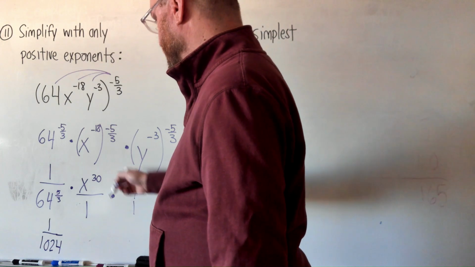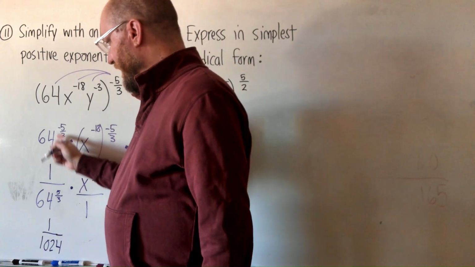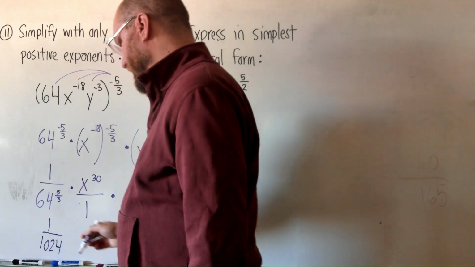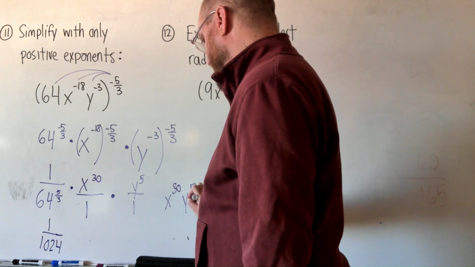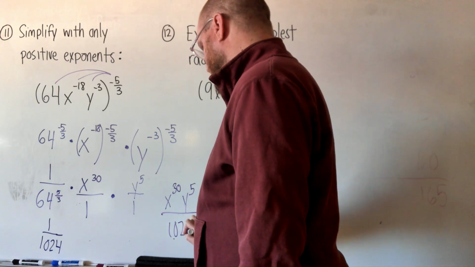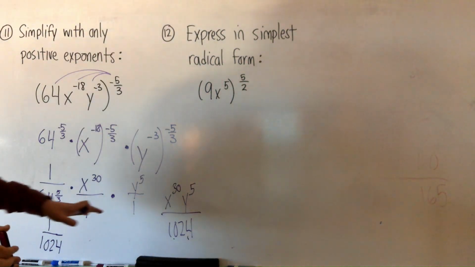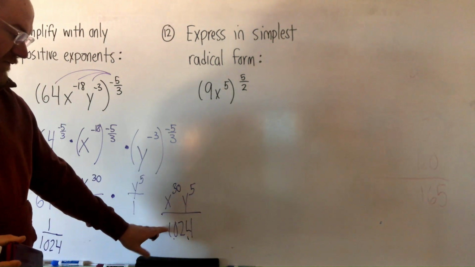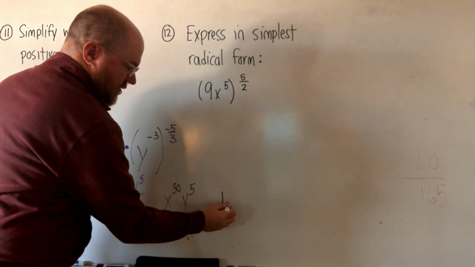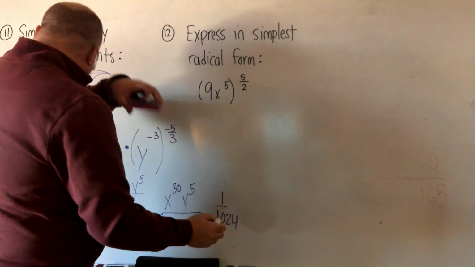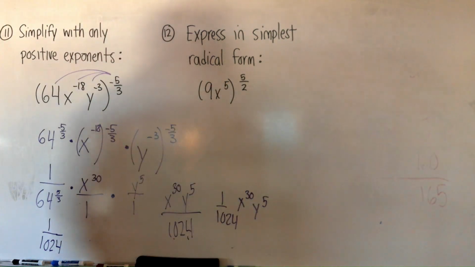So overall, this answer goes on top because it's positive. This answer goes on top, it's positive. And this one we already took care of. It was negative, but we moved it to the bottom. So our final answer here is going to be x to the 30th, y to the 5th, all over 1024. And it's okay if you have some variation of that answer, but as long as you have an x to the 30th and a y to the 5th, your 1024 can be down underneath, or it can be like this. Excuse me. Make it so somebody looks like that. Same answer.